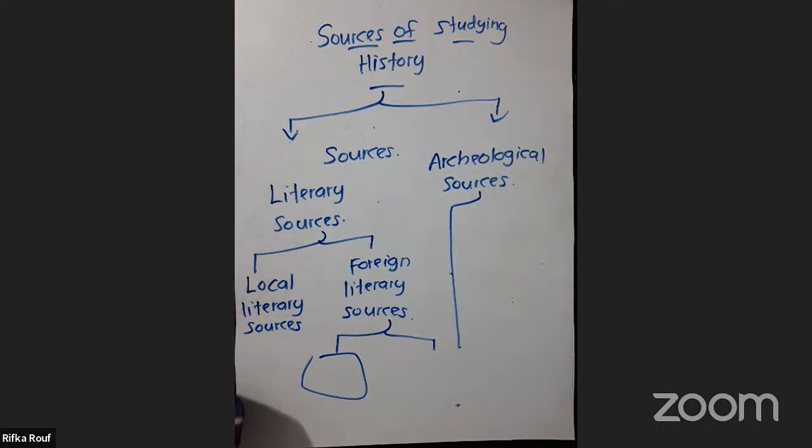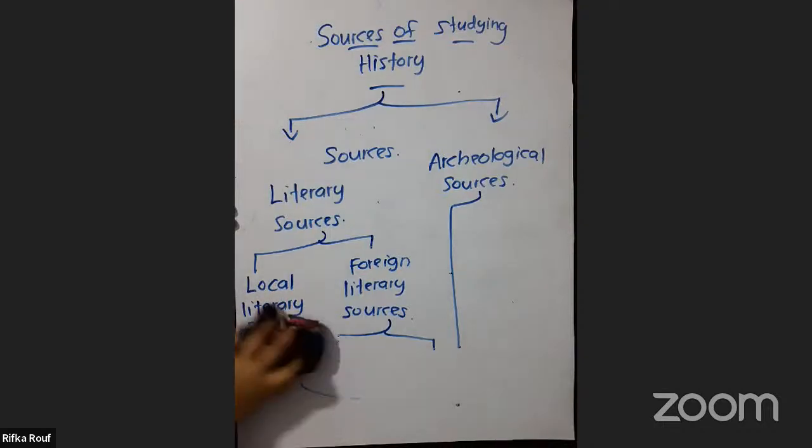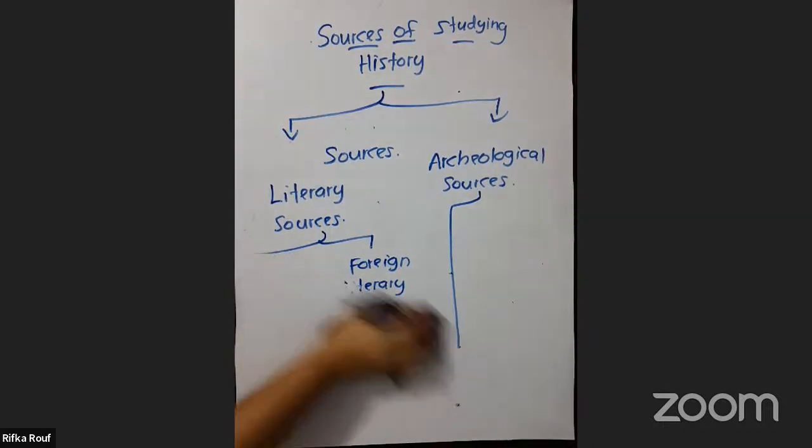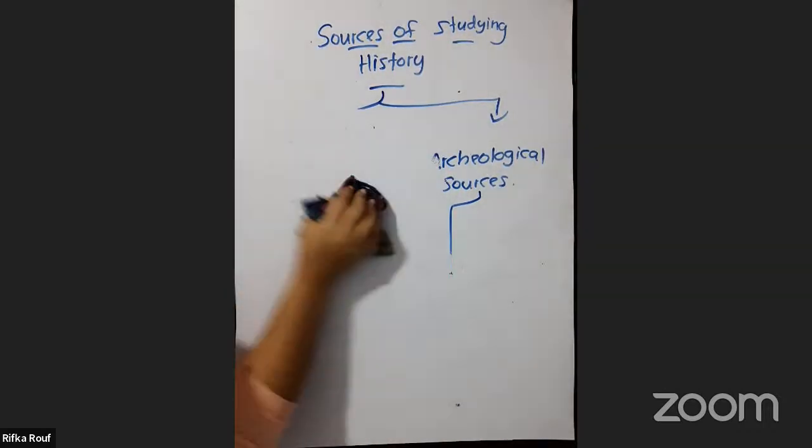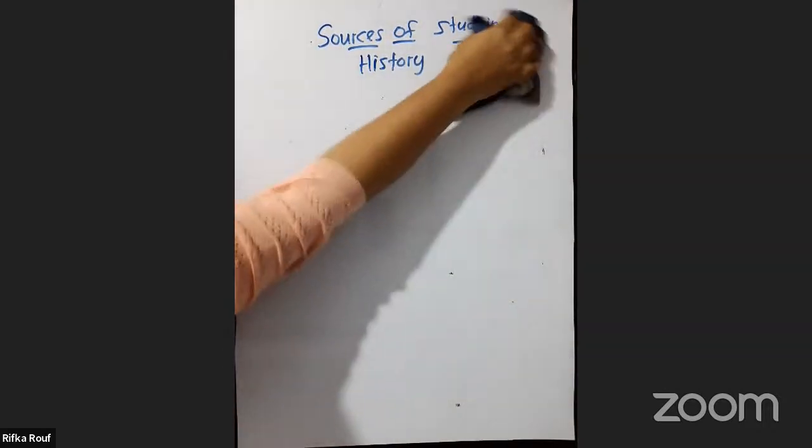So this is that, right? When we talk about the local literary sources, children, we need to keep two texts in our mind, right? Which is the oldest text which provides the information on the history of Lanka? Which is the oldest one, children?